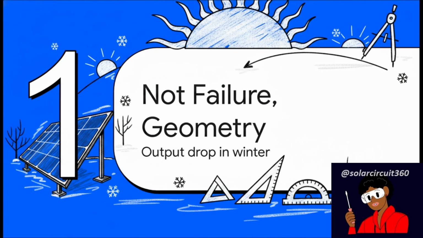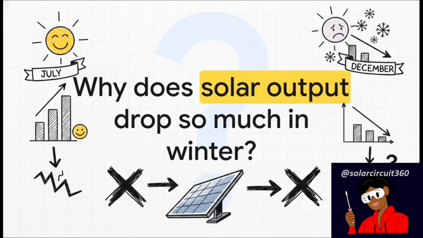Not failure, just geometry. Okay, let's talk about an incredibly common frustration. Why in the world does solar output drop so significantly in the winter? Right? You check your monitoring app in July, and the numbers are just glorious. But then you check it again in December, and your output has completely tanked. It is so easy to look at that sudden drop and think, great, my panels are degrading, or, oh man, something's definitely wrong with my inverter. We have absolutely all been there, feeling that completely relatable pain of a system that just seems to be underperforming.